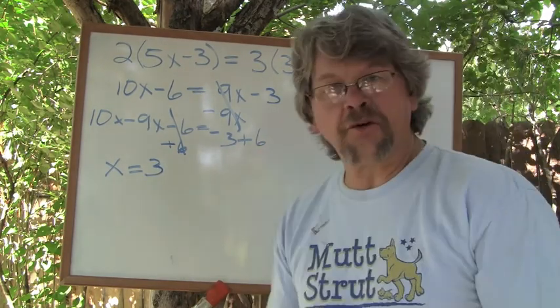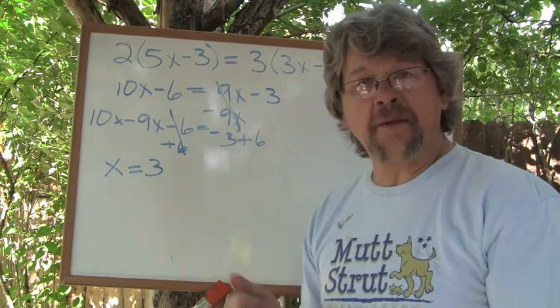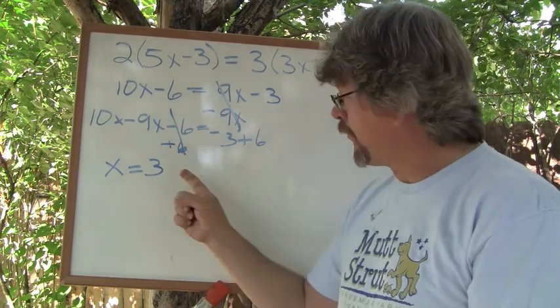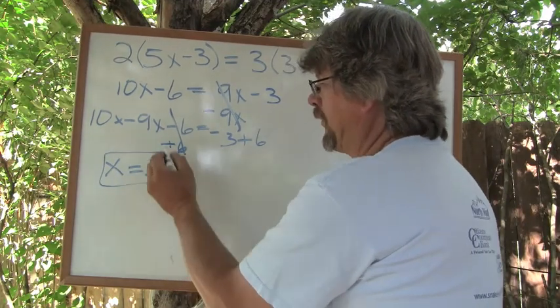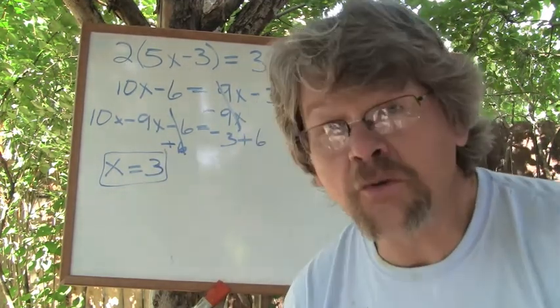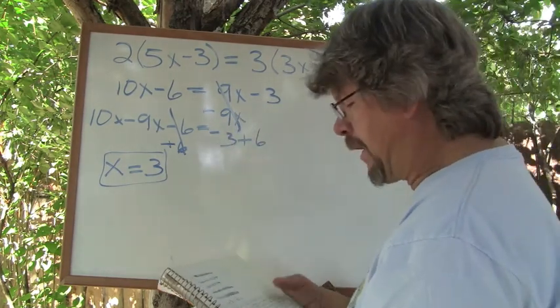6 is the larger number. It's the positive number. The difference between 6 and -3 is 3. Therefore, we know it's going to be positive 3. X equals 3. Not too tough, is it? It's really not. The more we do these, the more comfortable we get with them.